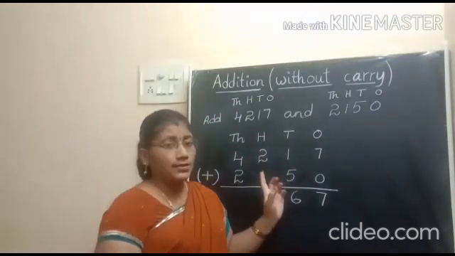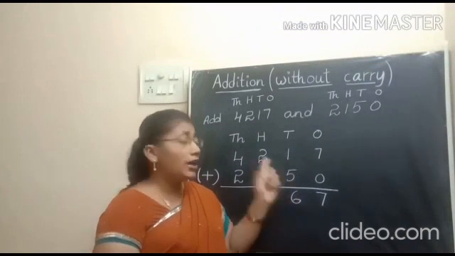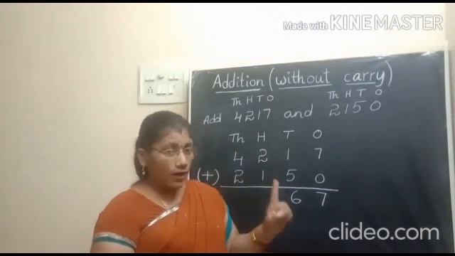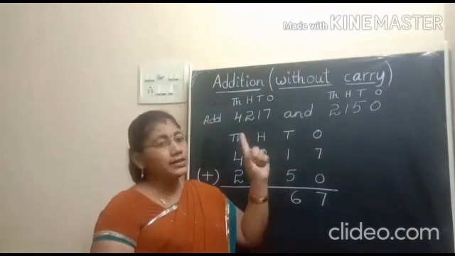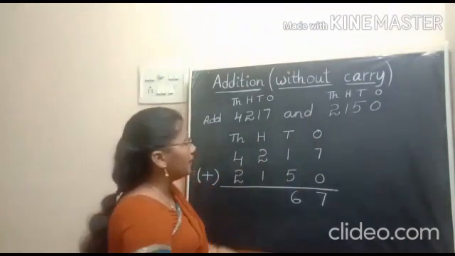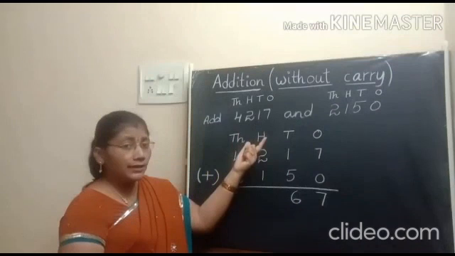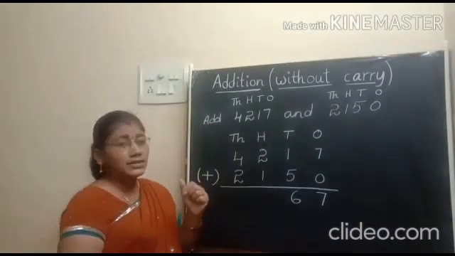Next we should add. That means 5 keep in your mind. Take off one finger. 5 after 6. Understood? Again. Now we have to add the digits in hundreds column.